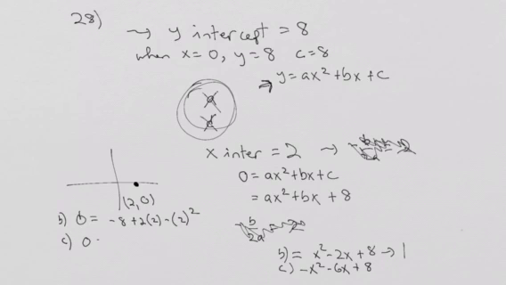And answer choice C, we need to set it equal to 0. We would get negative 2 squared, which is 4, minus 6 times 2, which is negative 12, plus 8, and that would in fact equal 0. So that's our correct answer.